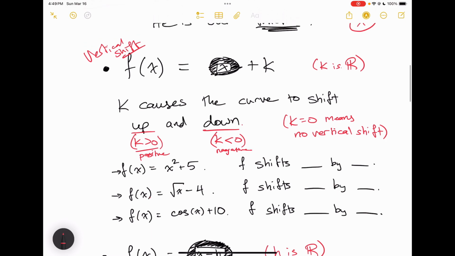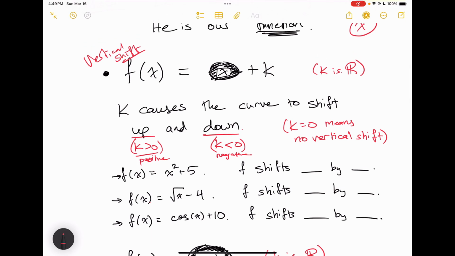Let's look at these examples over here. For f of x equals x squared plus 5, x squared looks something like this. So if we're adding 5 to the outside of it, not to the inside, that's the importance of the k being out here. It's not being added inside Dotson, it's being added outside him. So that means that this entire curve is going to go up by 5. So to fill in these blanks, f shifts up by 5.